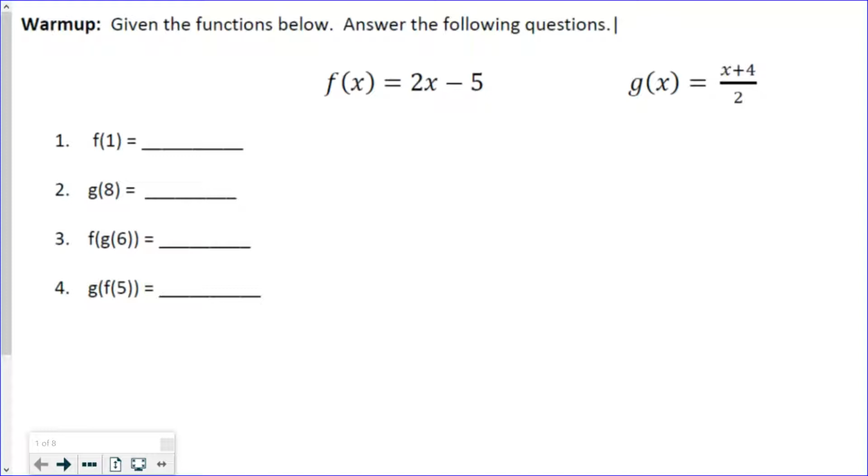First, we want to find f of 1. And you already know this from Algebra 1. We're going to plug in 1 everywhere we see x. And 2 minus 5 would be negative 3.